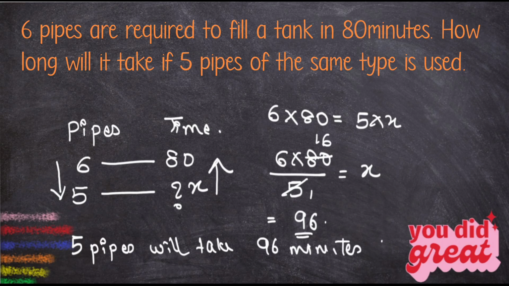See, here you can cross check. 96 minutes and here it was 80. That means 96 is more than 80. That means it is increased. So that your answer is correct.